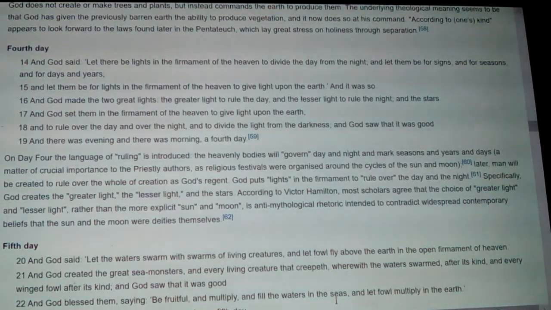Anyhow, fourth day, and God said, let there be lights in the firmament of heaven to divide the day from the night. So this may be like stars.